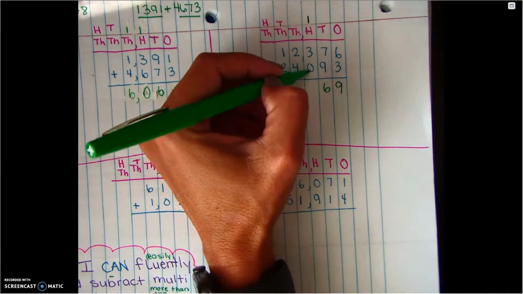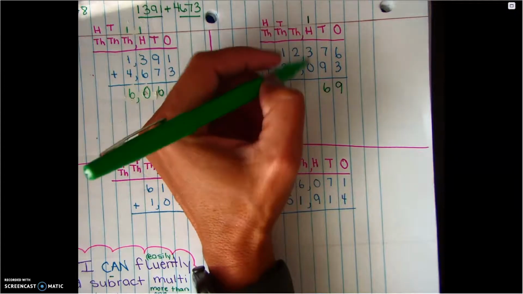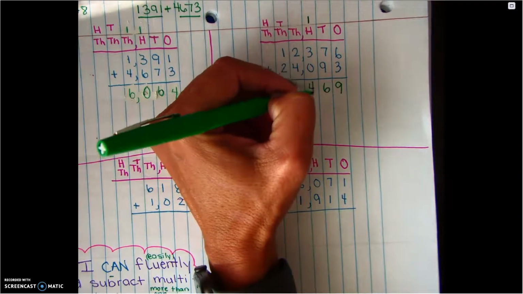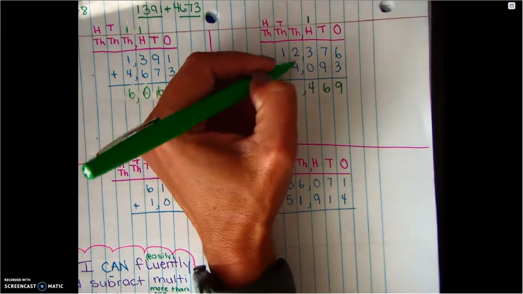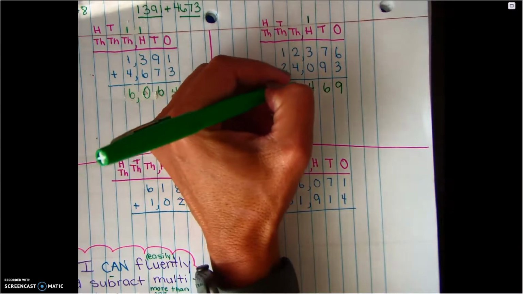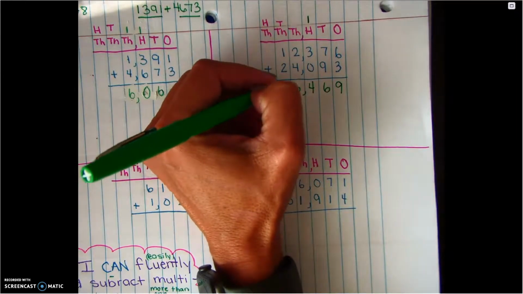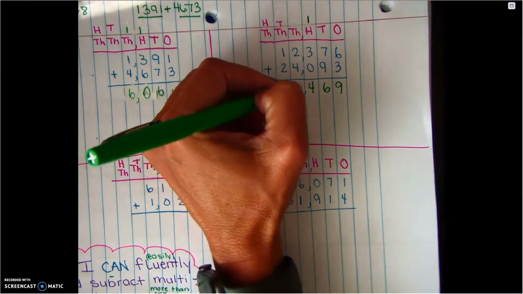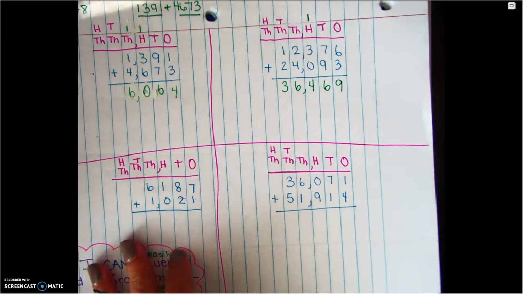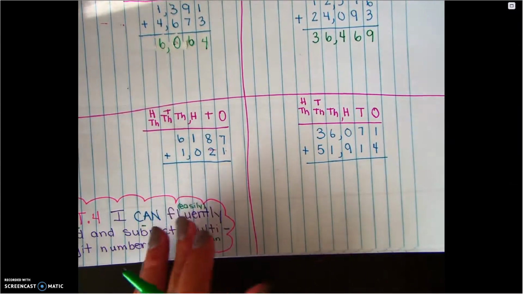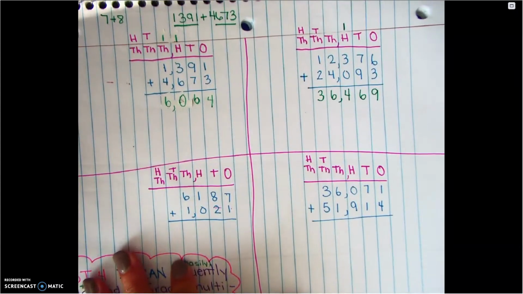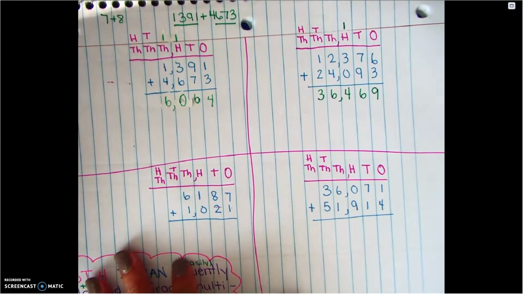So 3 plus 0 is 3, plus 1 is 4. We do not need to regroup. 4 plus 2 is 6. We do not need to regroup. And 3 plus 1 is 3. 2 plus 1 is 3. We do not need to regroup. All right. So you do not always have to regroup. You only regroup if it's 10 or more.